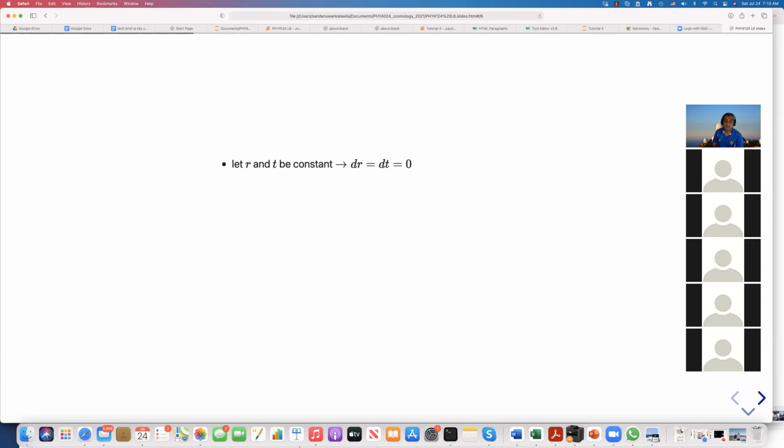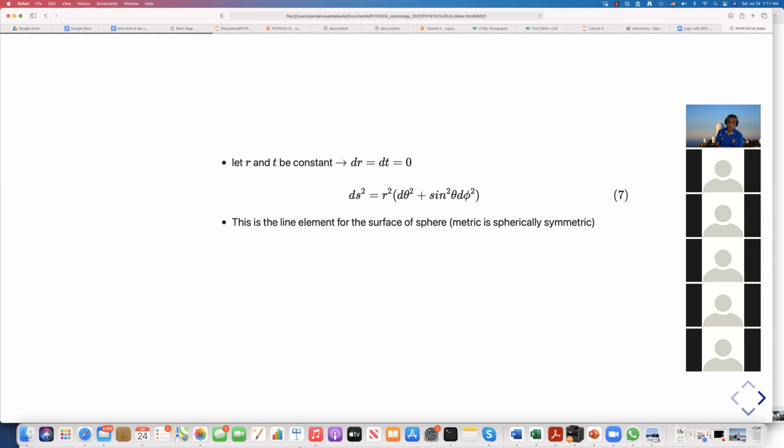Now, if we assume that both R and T are constant, what will happen is dr and dt should be equal to 0, and I guess you can understand that. Then you will have this equation right here, which is a very familiar one, and in fact it is the line element for the surface of a sphere, right? And this tells you that this metric is spherically symmetric as well.